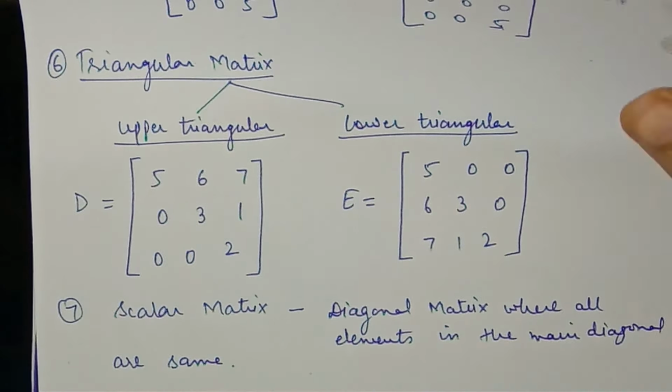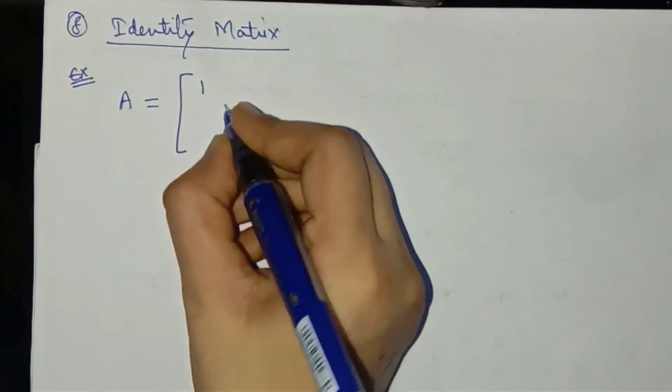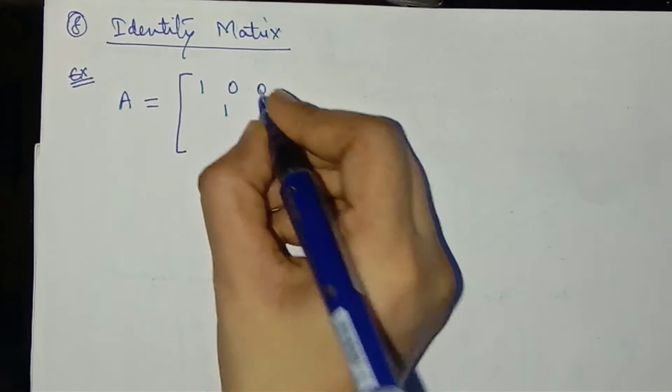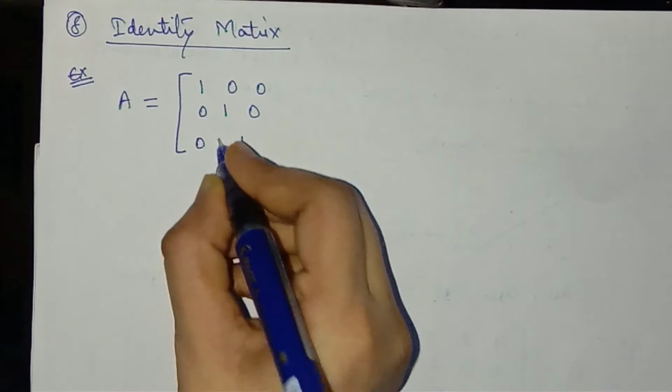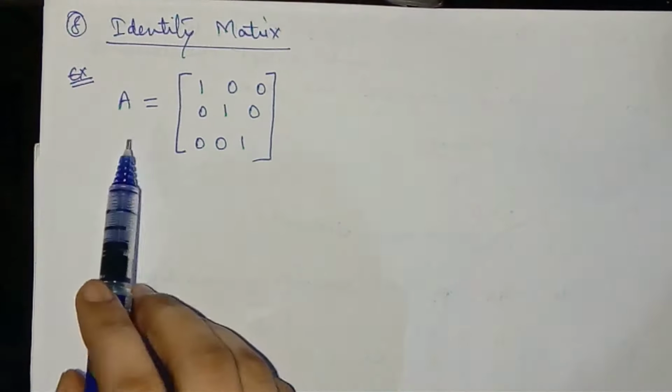So here we have the example of a scalar matrix, where elements in the main diagonal are equal or same. And the last type of matrix is the identity matrix. An identity matrix is a square matrix, and it's also a scalar matrix as well as a diagonal matrix. So identity matrix is a matrix where all the elements in the main diagonal are 1 and the rest of the elements are 0. So this is the example of the identity matrix.